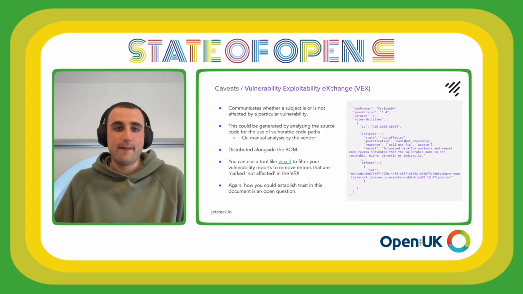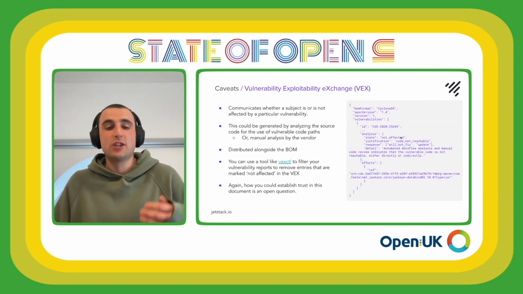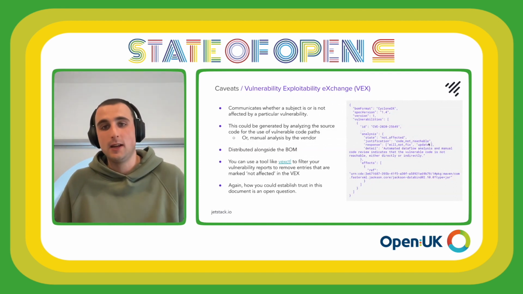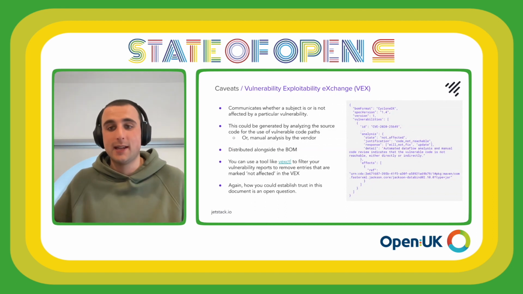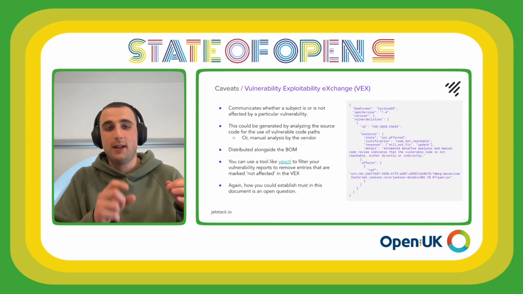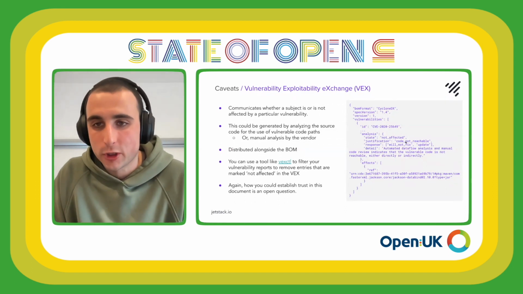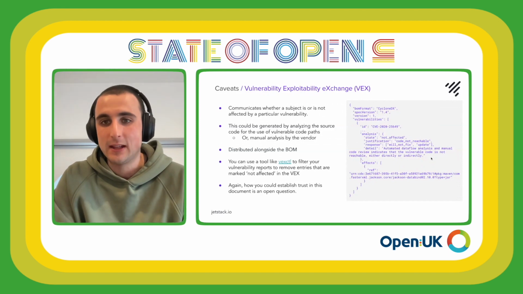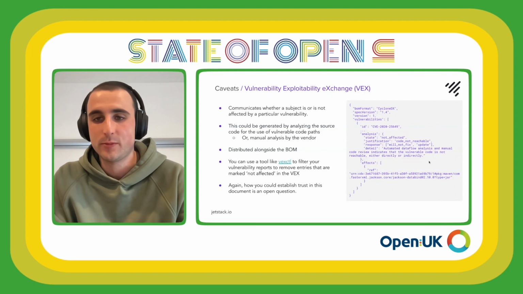So this is where VEX, or the Vulnerability Exploitability Exchange, comes in. This communicates whether a subject is or is not affected by a particular vulnerability. If I have a piece of software that I've written and everyone's telling me that I'm vulnerable to something inside of it, I could do some investigation, and when I deem that it's not a problem, I can add inside of my SBOM a VEX document saying that the code that's vulnerable inside the dependency I'm using is not reachable.